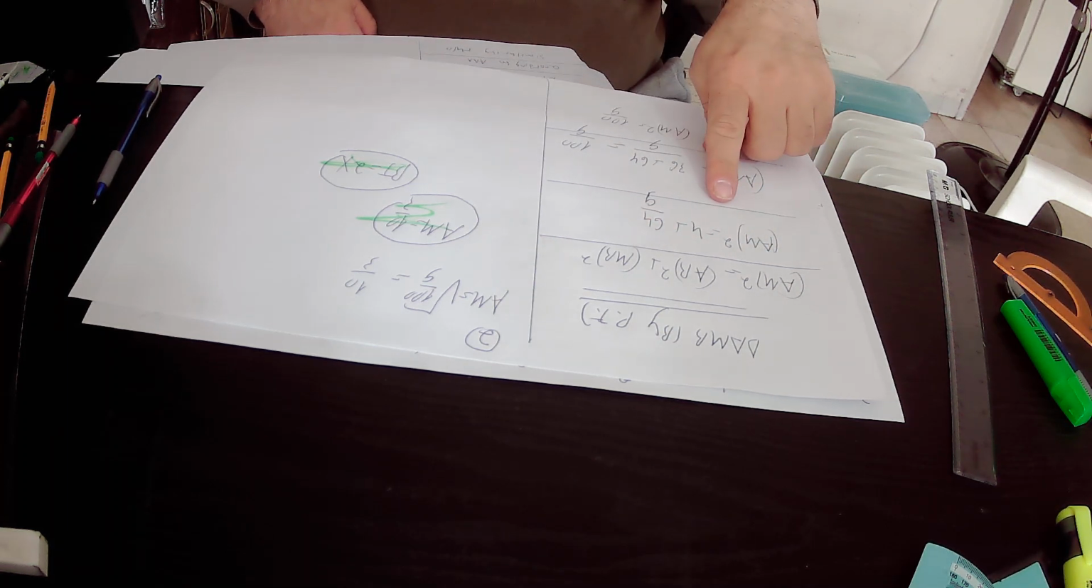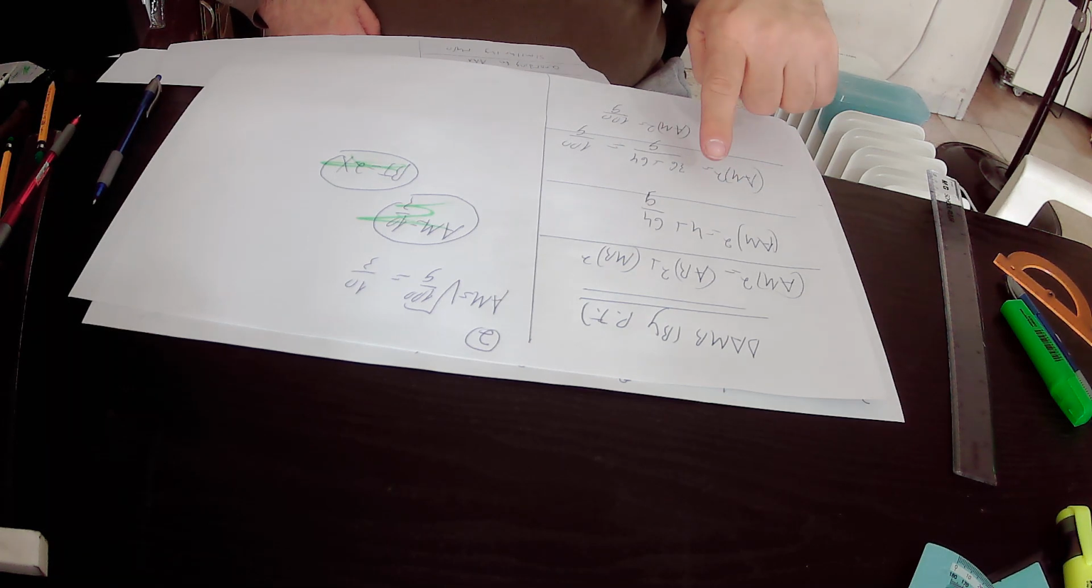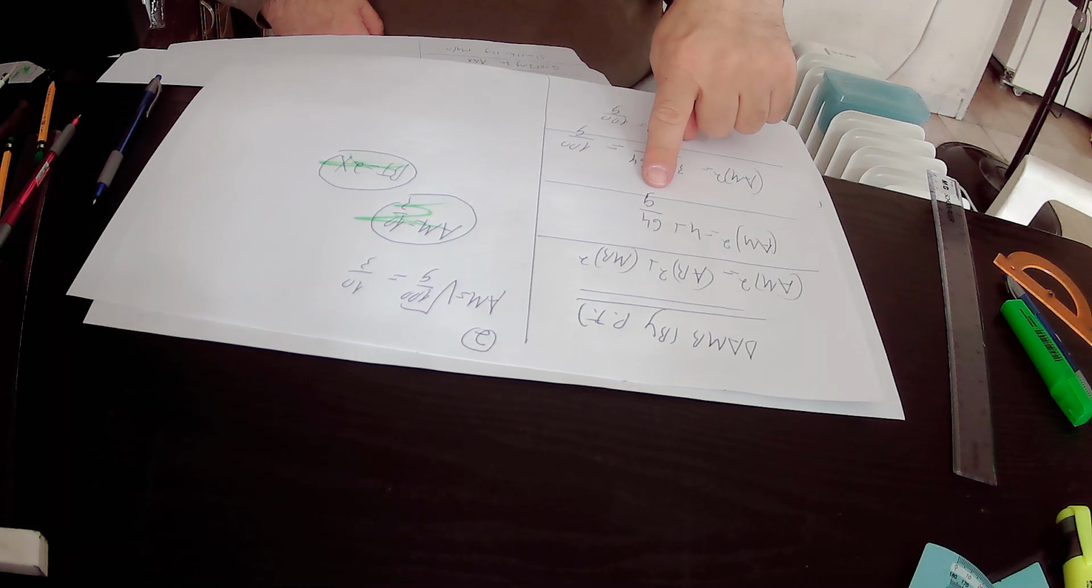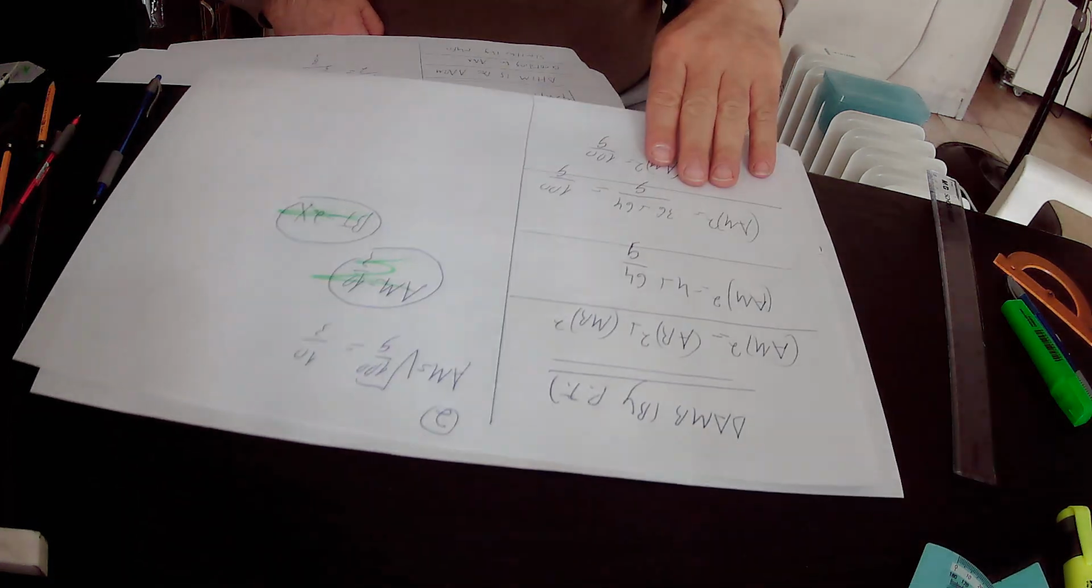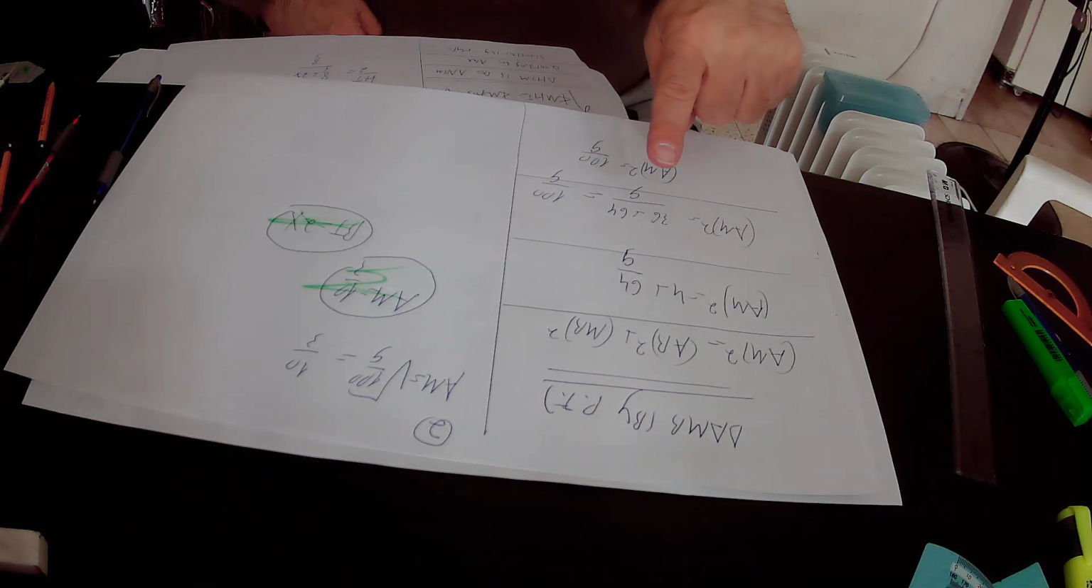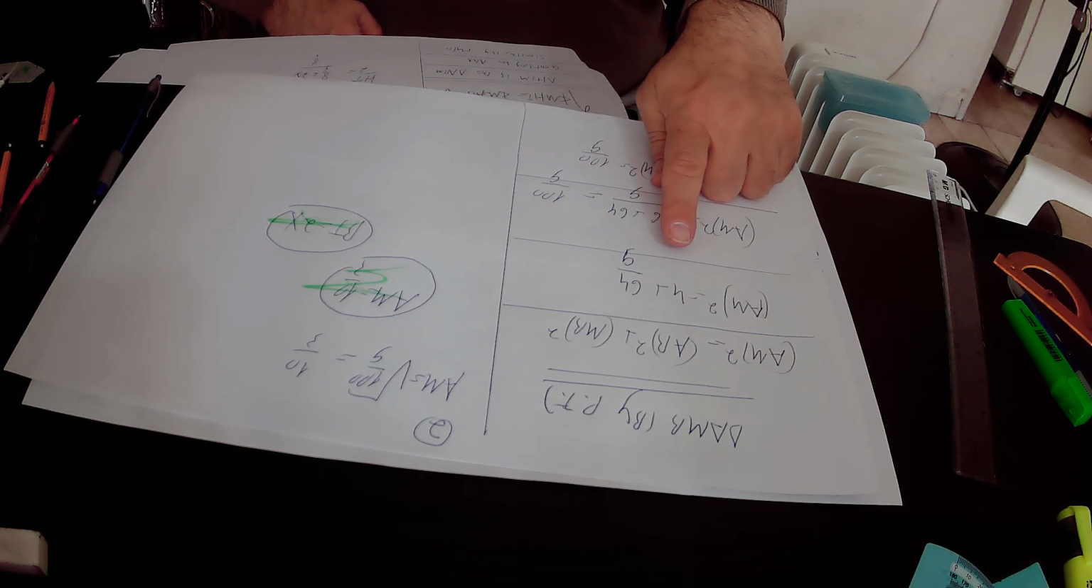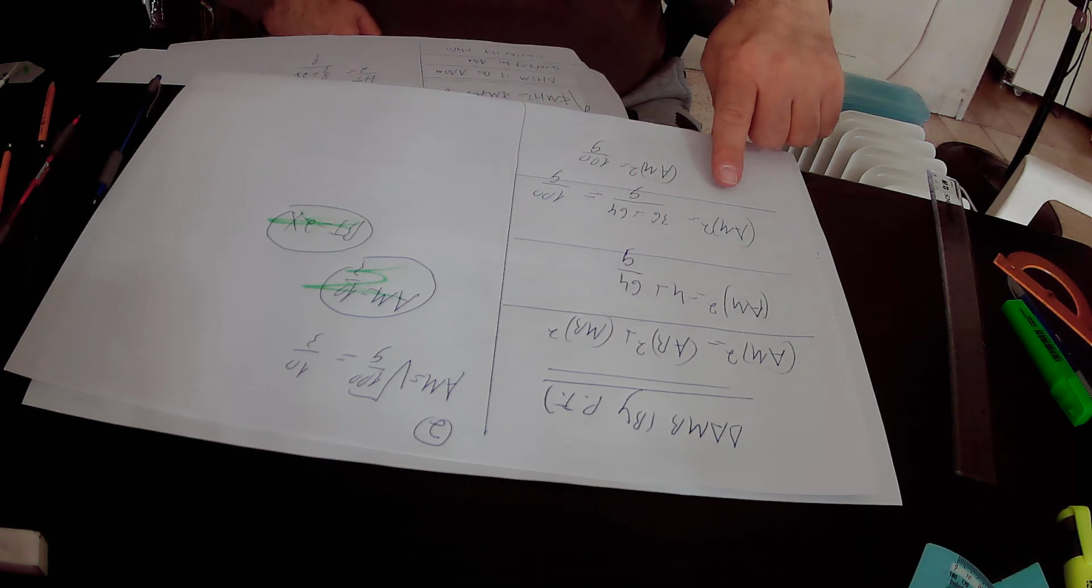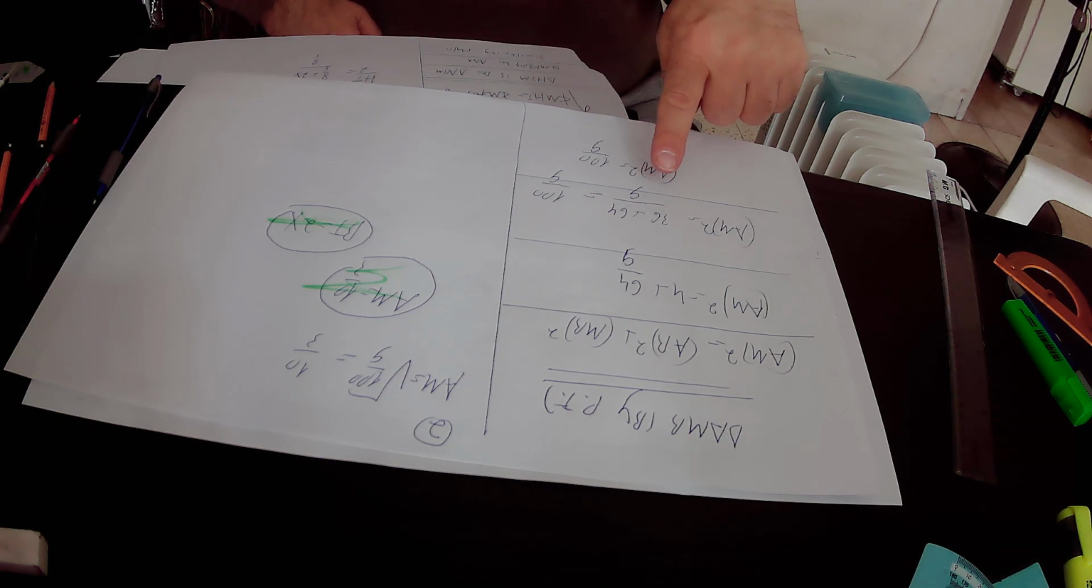So AM square, the square of the hypotenuse, equals AB square. AB is 2, therefore AB square is 4, plus MB square. MB is 8 over 3, therefore MB square is 64 over 9. So AM square equals 4 plus 64 over 9. Here we multiply 4 by 9 and divide by 9 in order to have a common denominator with 64 over 9, and find that AM square equals 4 times 9, which is 36, plus 64 over 9.